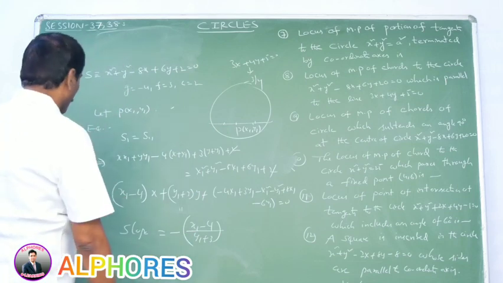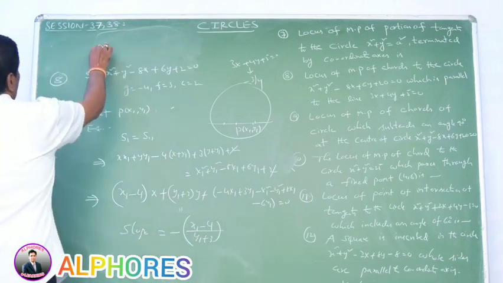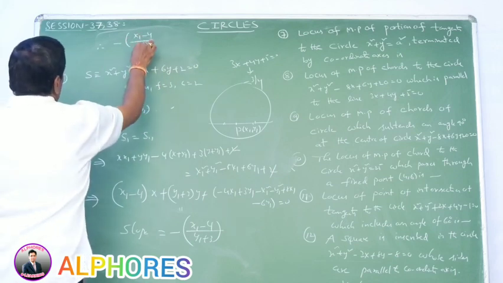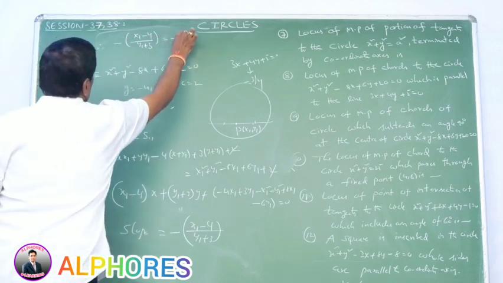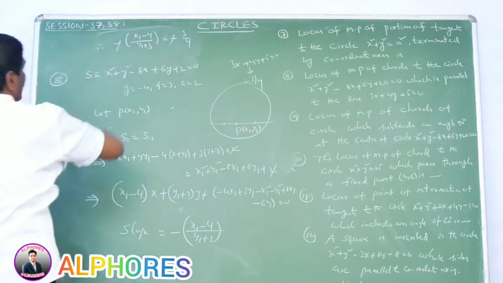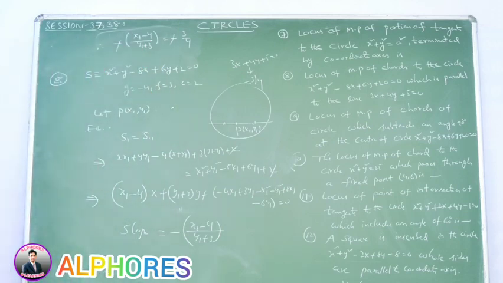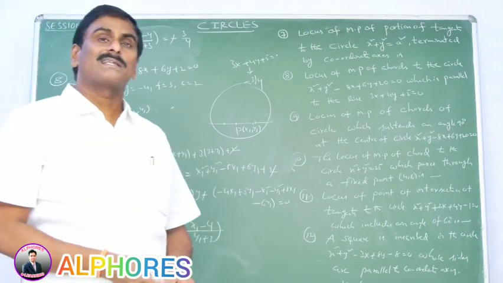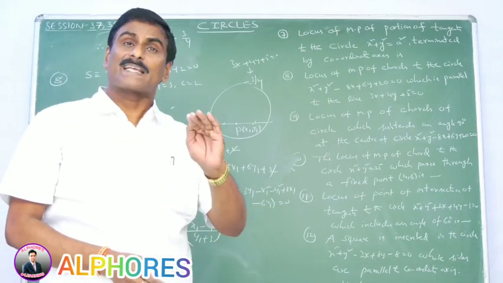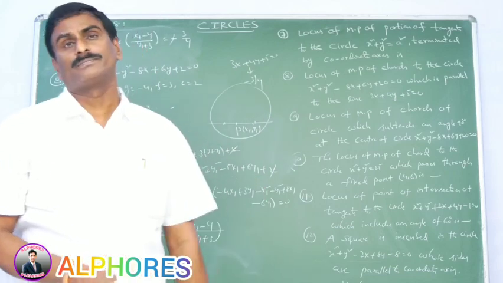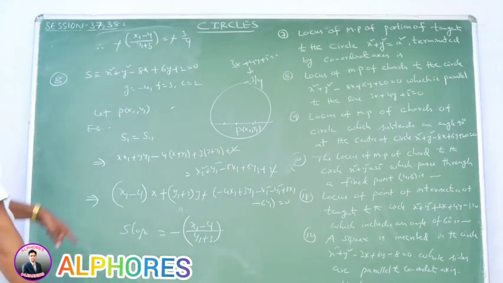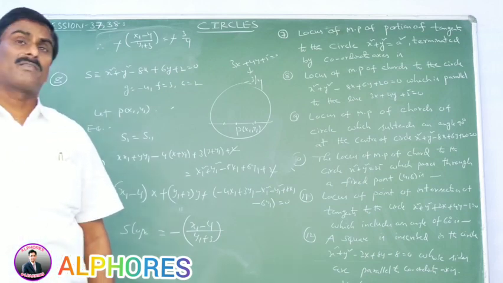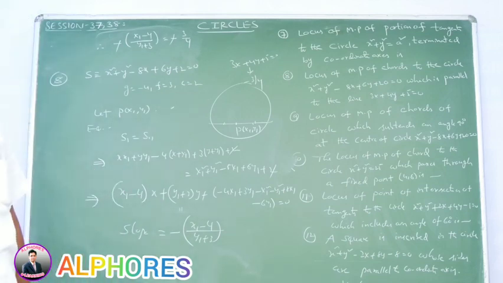Therefore, minus of (x1 minus 4) by (y1 plus 3) is equal to the slope of the given line, minus 3 by 4. Minus cancels. After cross multiplication, we get the relation between x1 and y1. Replace x1, y1 as x, y. We get the required locus.